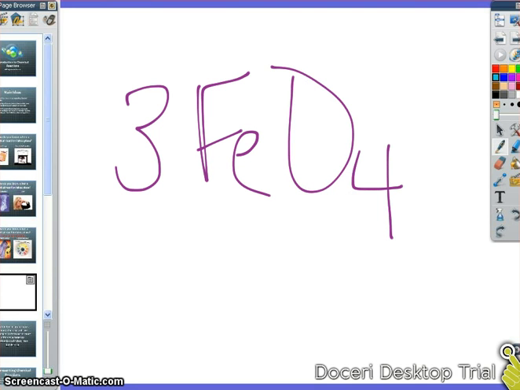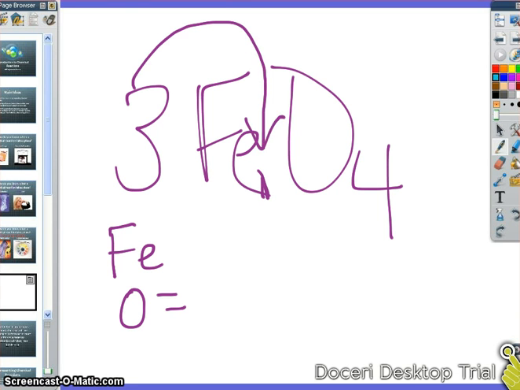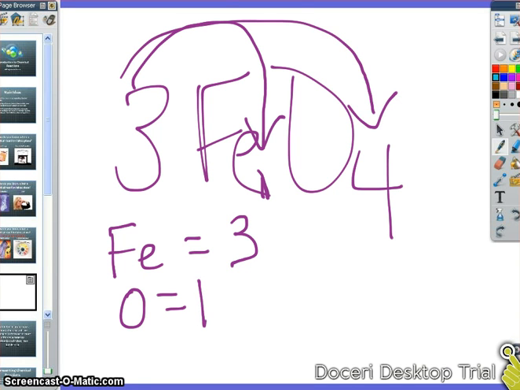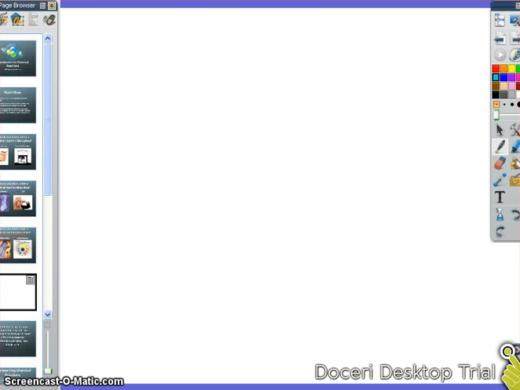Okay, so let's try this one. Try to work it out first. Alright, so we have our 2 elements. We have iron and oxygen. So there's no number right here, so we have an understood 1. So we multiply 3 times 1, and that is equal to 3. And you multiply 3 times 4, and that is equal to 12. Okay, so we have a total of 15 atoms. Okay, one more example.